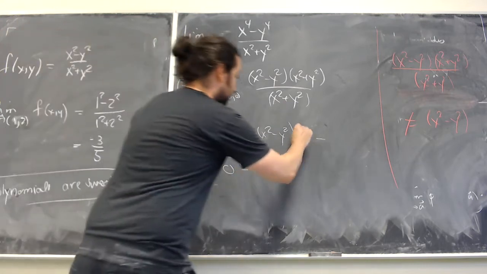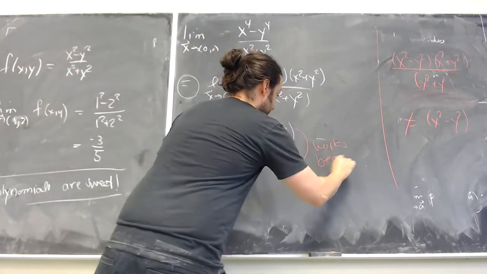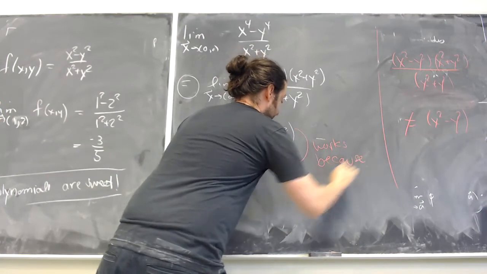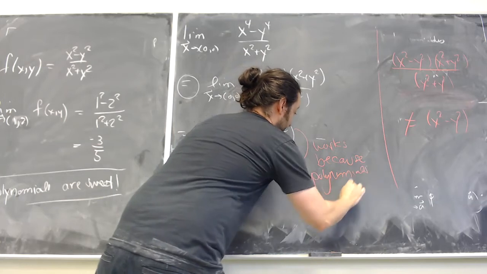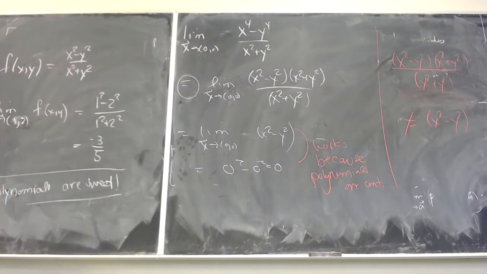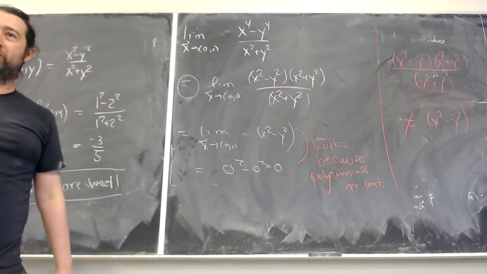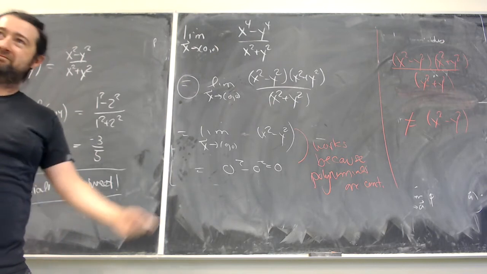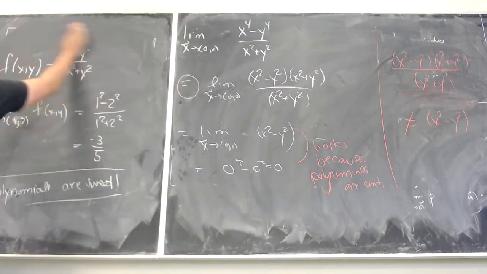This step only works because polynomials are continuous. Now, somebody asked me the question, well, what would you do if there was a plus up here? And my answer would be, I would draw a picture and hope. Okay.